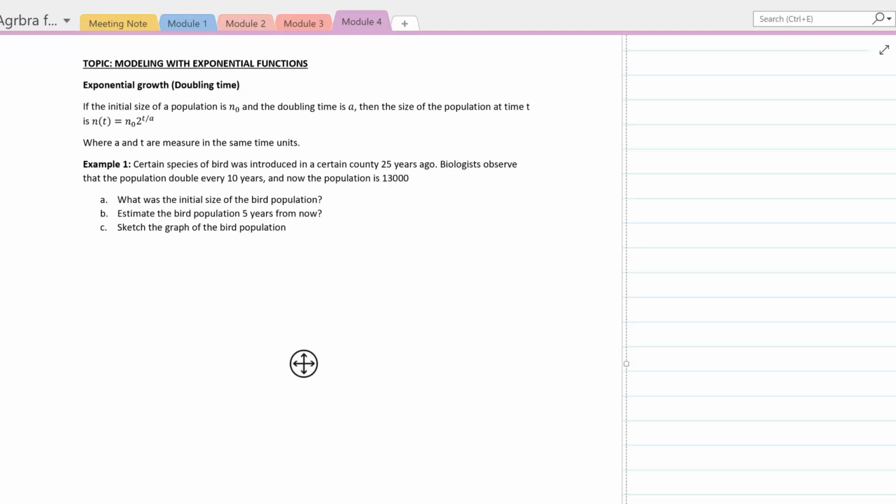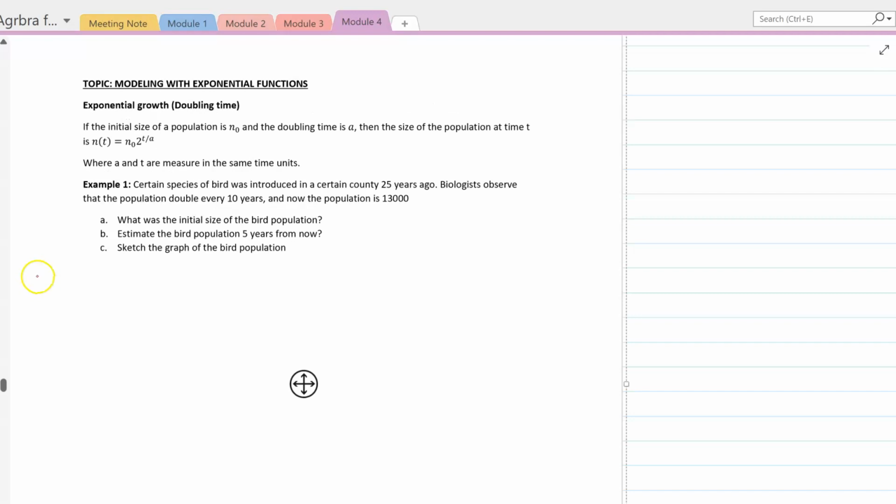Example 1. A certain species of bird was introduced in a certain country 25 years ago. Biologists observed that the population doubled every 10 years, and now the population is 13,000. What was the initial size of the bird population? So let's make a list of what we are given.